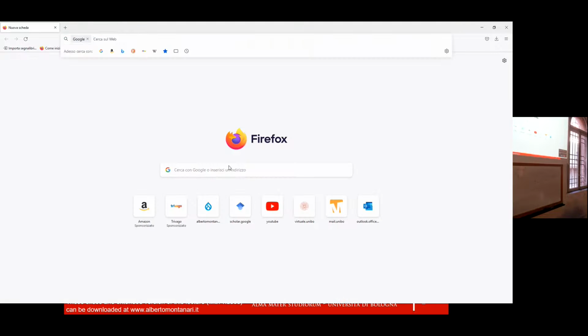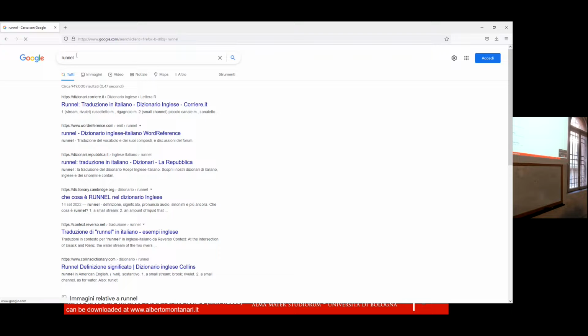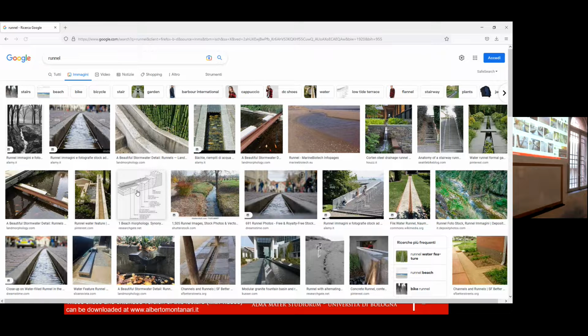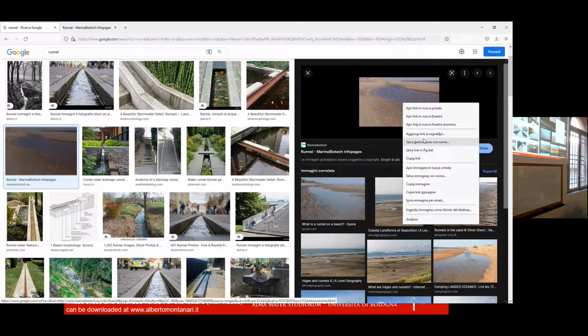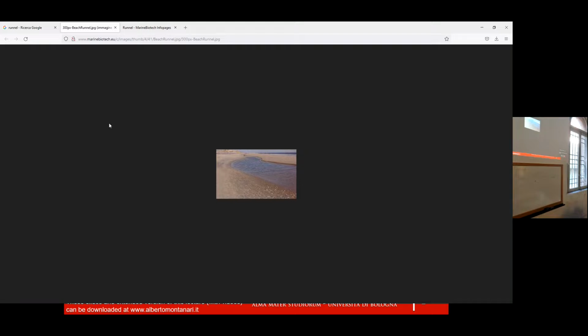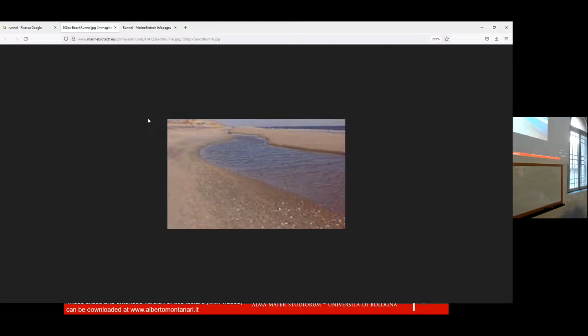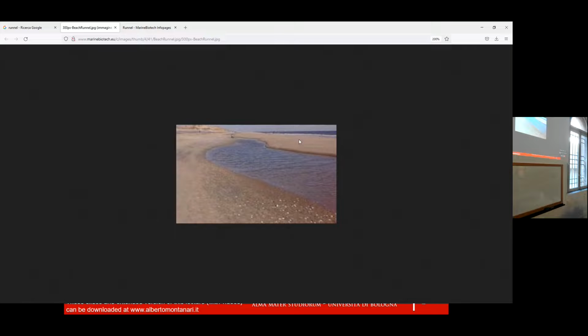Let me just see here. Runnel. Let's see images. I think we can find some image of the runnel. This one. This is very nice. Is it salt water? Salt water, yes. You see, the picture is titled Beach Runnel. See, there is the berm here, where I have the mouse. You can see the dune down there. That's the dune, and the berm is the one between the runnel and the sea.